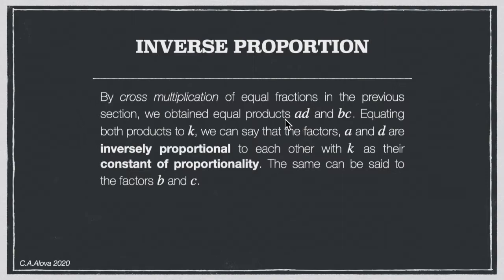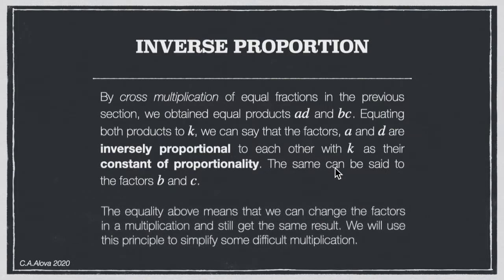Just imagine K equals AD. If we're going to get the value of A, we need to isolate A, so D will go down to the other side. It will look like K over D equals A. I think you can imagine that. Likewise, the same can be said of the factors of BC. Imagine BC equals K. We want to get the value of B, so we need to isolate B, meaning transposing C to the other side. So B equals K over C. So that's inversely proportional: as one increases, the other one decreases, and the reverse.